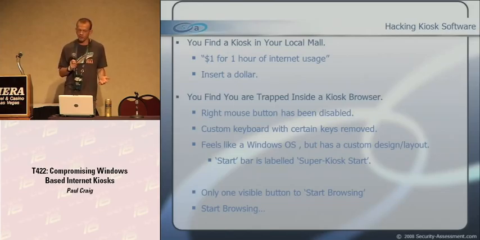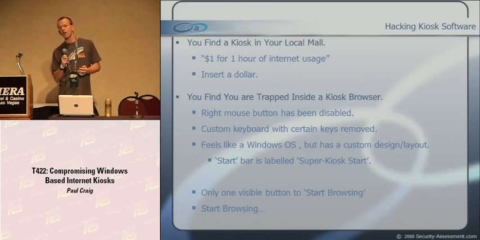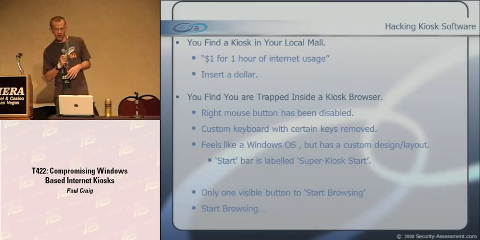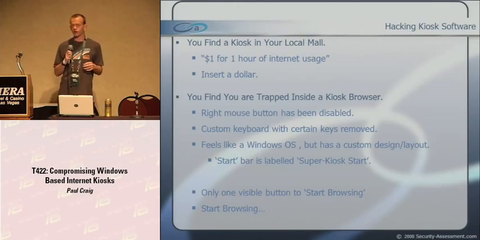The right mouse button has been disabled. You have a custom keyboard, and certain keys have been removed. This feels like a Windows OS. You can see some of the icons, some of the graphics are very similar, but it has a very custom design layout. Maybe the start bar is labeled the Super Kiosk Start Bar, or something like that. And you only have one visible button to start browsing. So the first thing you do is, you start browsing.